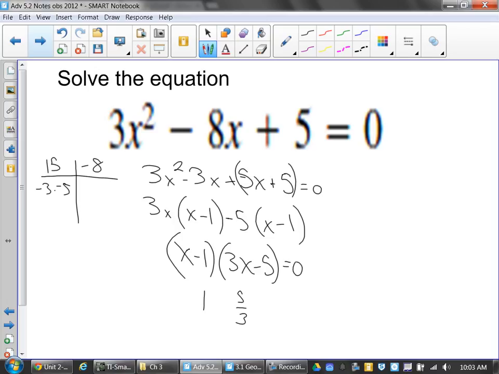When I factor out the GCF here, it's 3x. So 3x squared divided by 3x is x. 3x divided by 3x is 1. That's what I was getting at. That's all, just working out the GCFs.